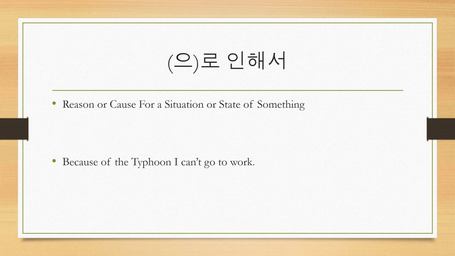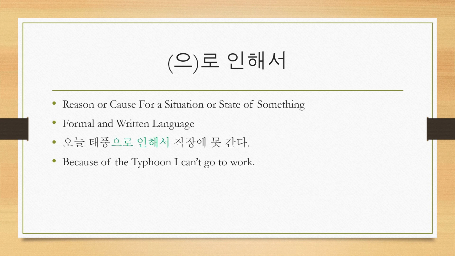Here we have ~로 인해서, and this shows the reason or cause for a situation or a state. And you'll see this a lot in written form. People don't usually say it in the spoken form, but you'll see it a lot in a formal situation. Like a lot of times you'll see it in the news, right? Because of so and so, blah blah blah. Because of this thing, 로 인해서, and then I'll state a reason. So we have 오늘 태풍으로 인해서 직장에 못 간다. So because of the typhoon, I can't go to work.